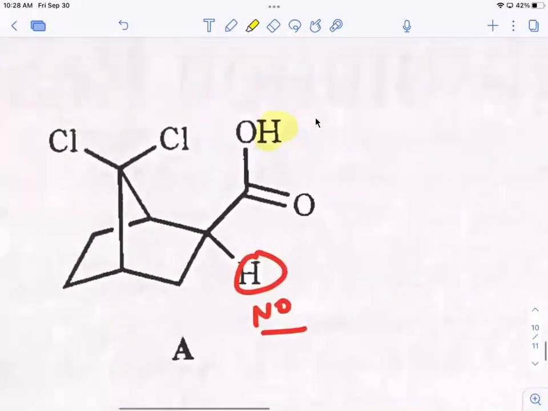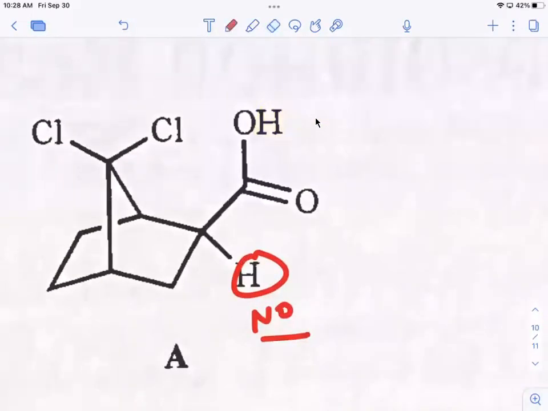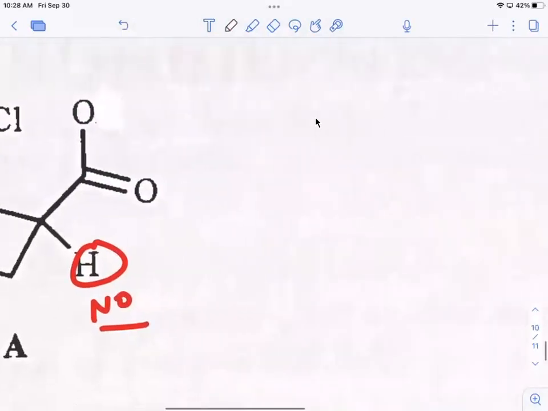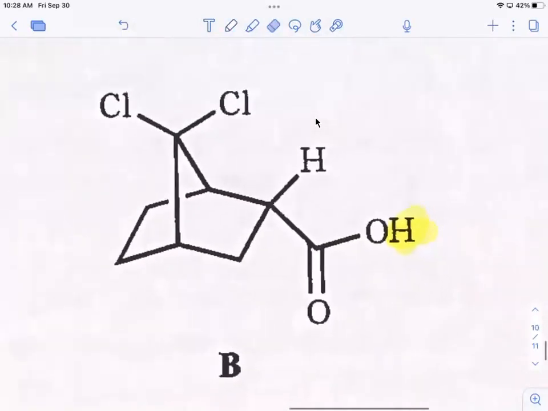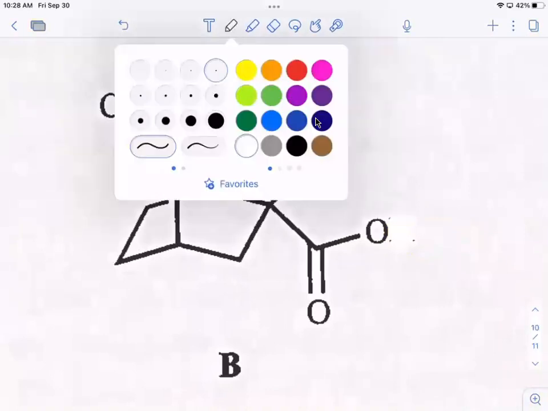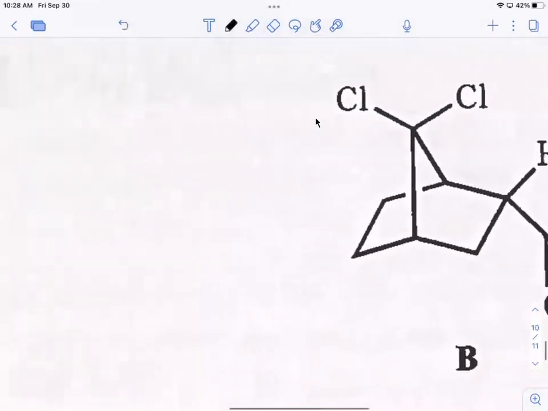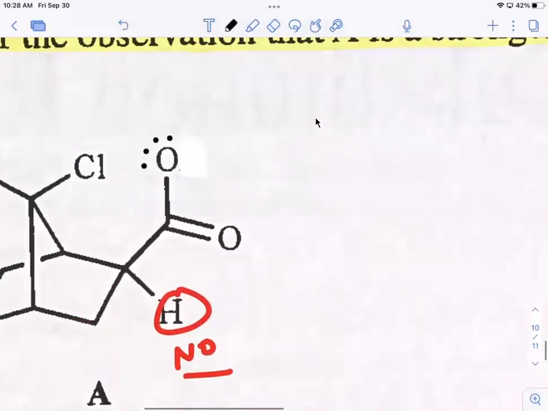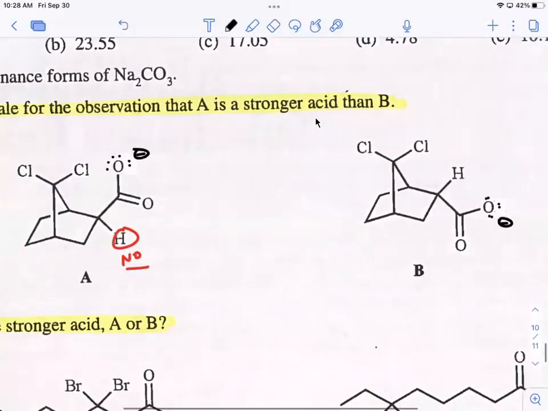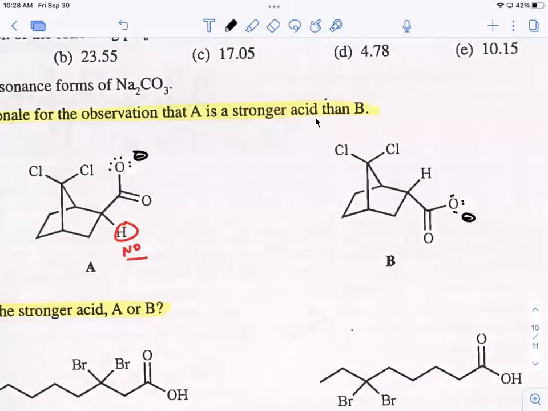So let's do that. Let's take this. I'm gonna doctor this up a little bit. I'm just going to take that out. I don't want to have to redraw that. So I'm going to take this and I'm going to doctor it up. I'm going to put some electrons in. We're going to compare the two conjugate bases. So these are my conjugate bases.